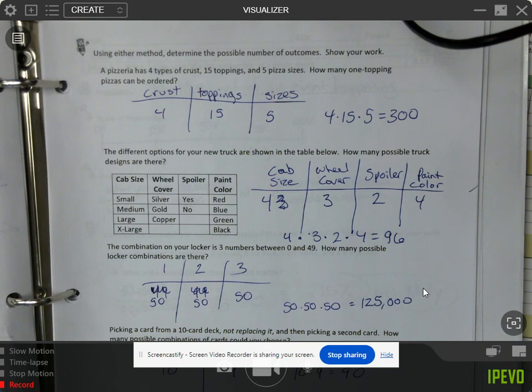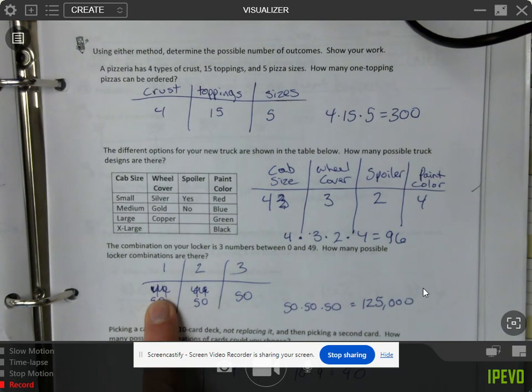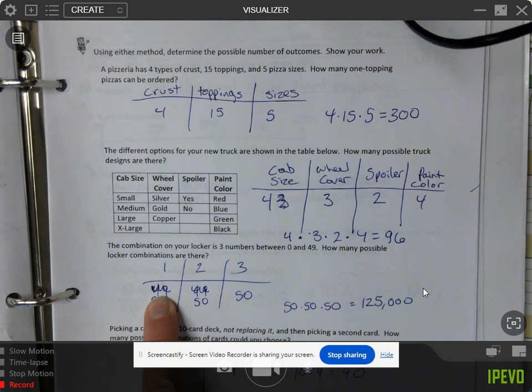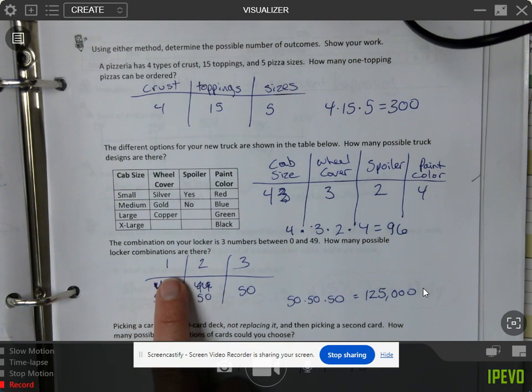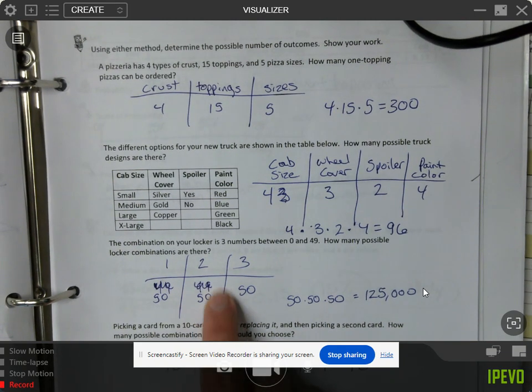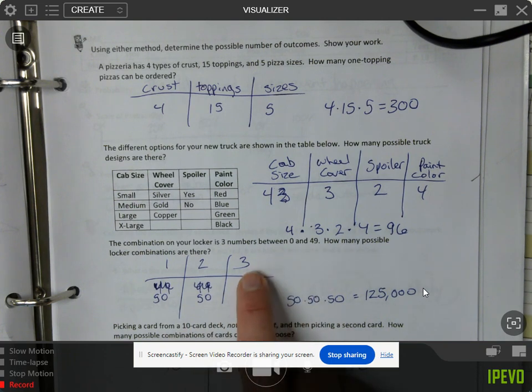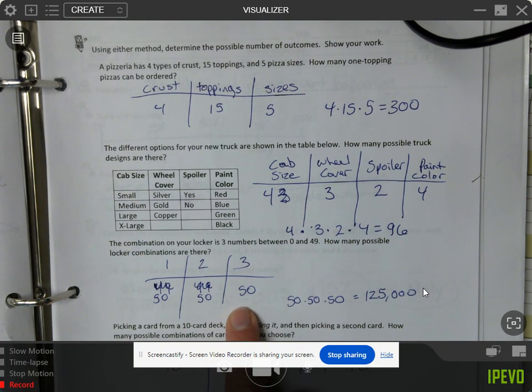A lot of us were thinking it was 49, and when I first started my answer key, I thought the same thing. And then I stopped and went, oh, wait a minute. 0 is a number too that we need to count. So we have 1 to 49 is 49 numbers, and then the 0 puts us at 50. So for our first number in the combination, there are 50 outcomes. For our second number, there are 50 outcomes. And for the third number of the combination, there are 50 outcomes.